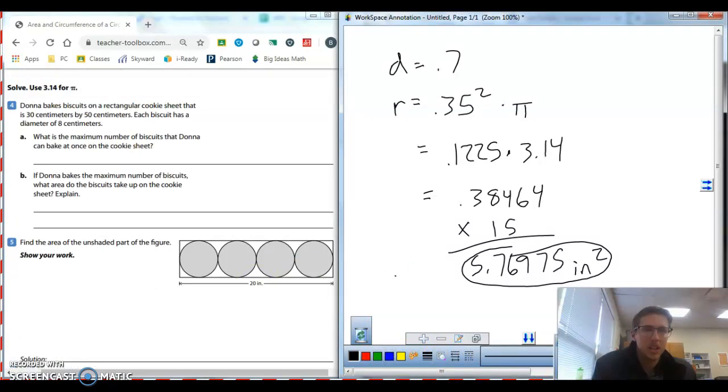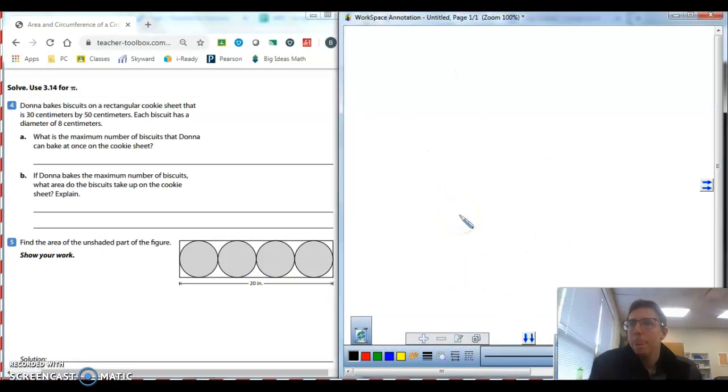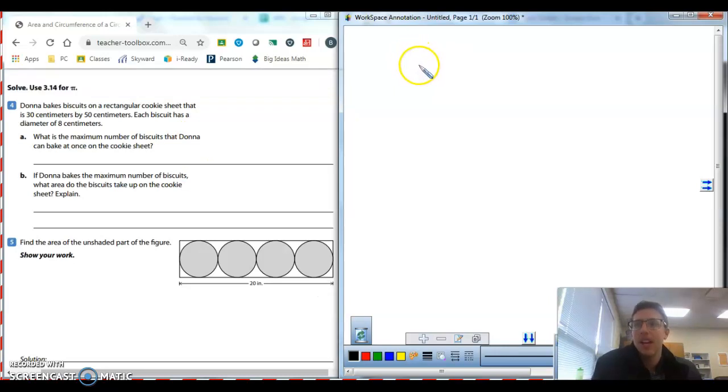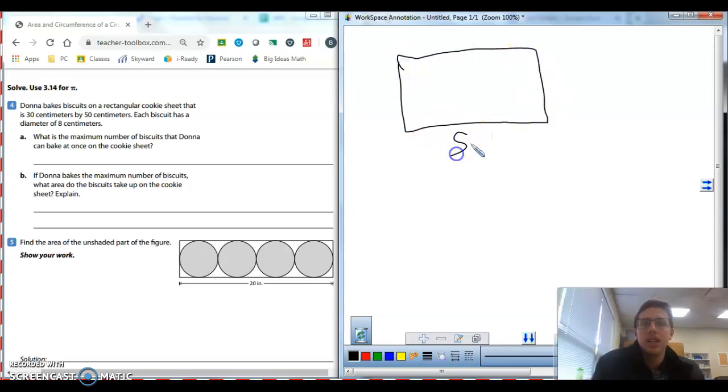So first problem here, we've got Donna bakes biscuits on a rectangular cookie sheet, 30 centimeters by 50. Each biscuit has a diameter of 8. What's the maximum number of biscuits that she can bake at once on one cookie sheet? So first I would draw out the cookie sheet. Okay. You got 50 by 30.